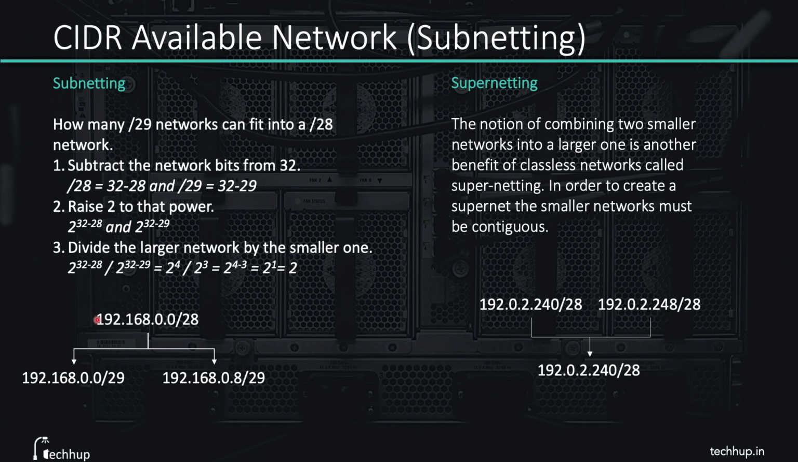So to state, a slash 28 is the larger CIDR block, and you are subnetting it into two subnets that have a slash 29 CIDR block. Each of these two CIDR blocks is a subnet of the larger CIDR block, and they can host 6 IP addresses each. Now, this is what subnetting is.